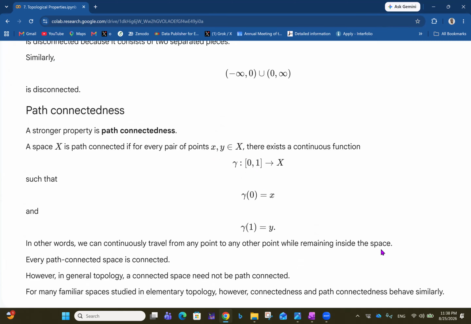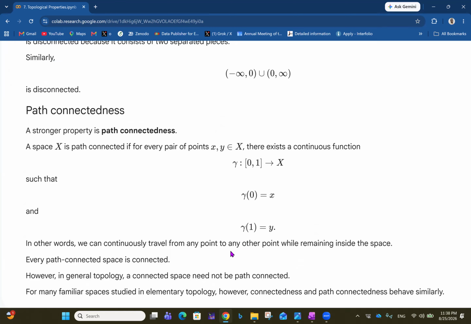Or in fact, you can get different ellipses with different cross-sectional diagonals or something like that until you get to the very end of that. So it means you can move all the way from gamma of 0, which is x, down to gamma of 1, which is y. In other words, we can continuously travel from any point to any point while remaining inside the space.